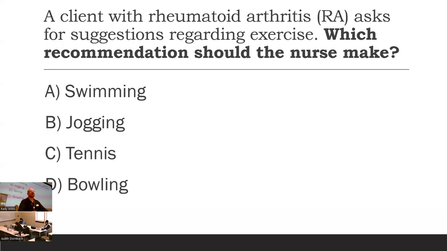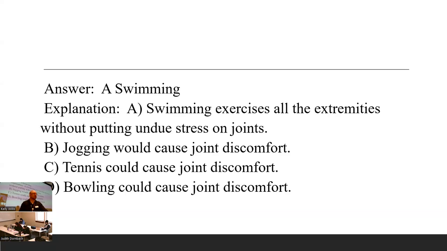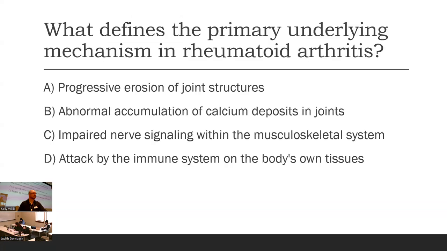A client with rheumatoid arthritis asks for suggestions regarding exercise. Which recommendation should the nurse make? So should we talk to them about swimming? How about jogging? Probably not. It's pretty impactful. Tennis and bowling would also be painful. So it's going to be swimming. It works on all of the extremities and joints. Less stress. It keeps them active.